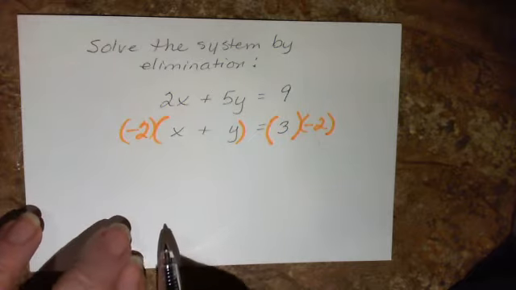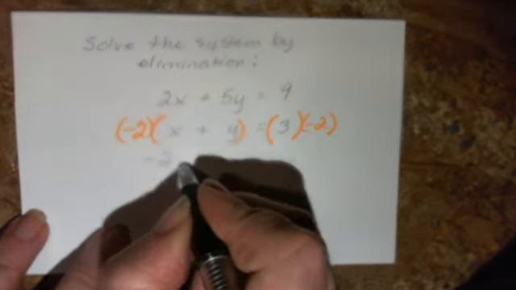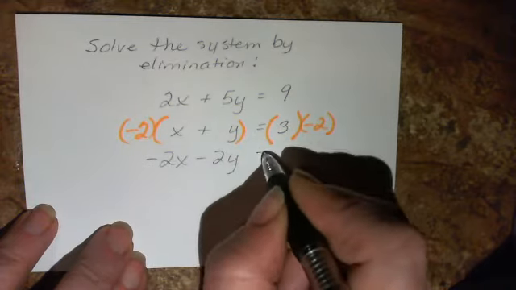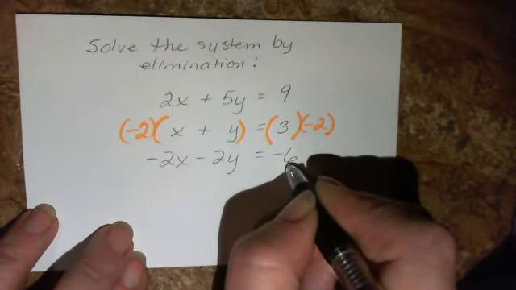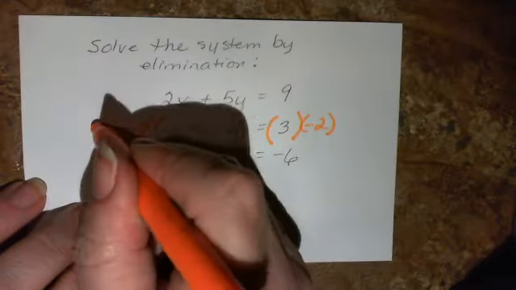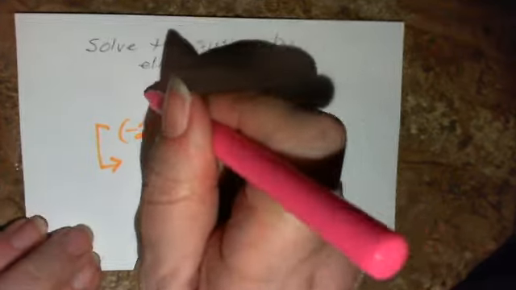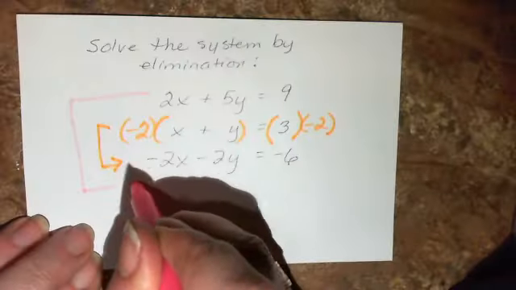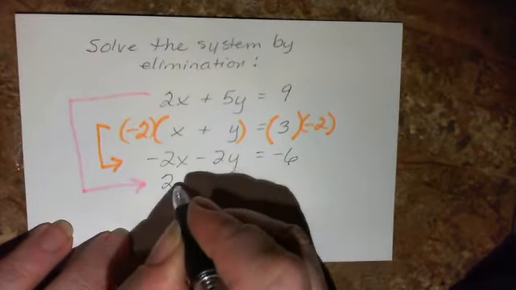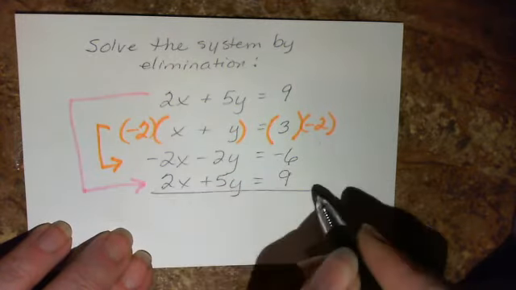We still have the same equation with a different look. So when we distribute here, this gives us negative 2x and negative 2y, and on this side it gives us negative 6. Alright, so now this one changed to look like this. We're going to bring this one down. This is the one we didn't change. We're going to bring it down unchanged to add these two together. 2x plus 5y is equal to 9.